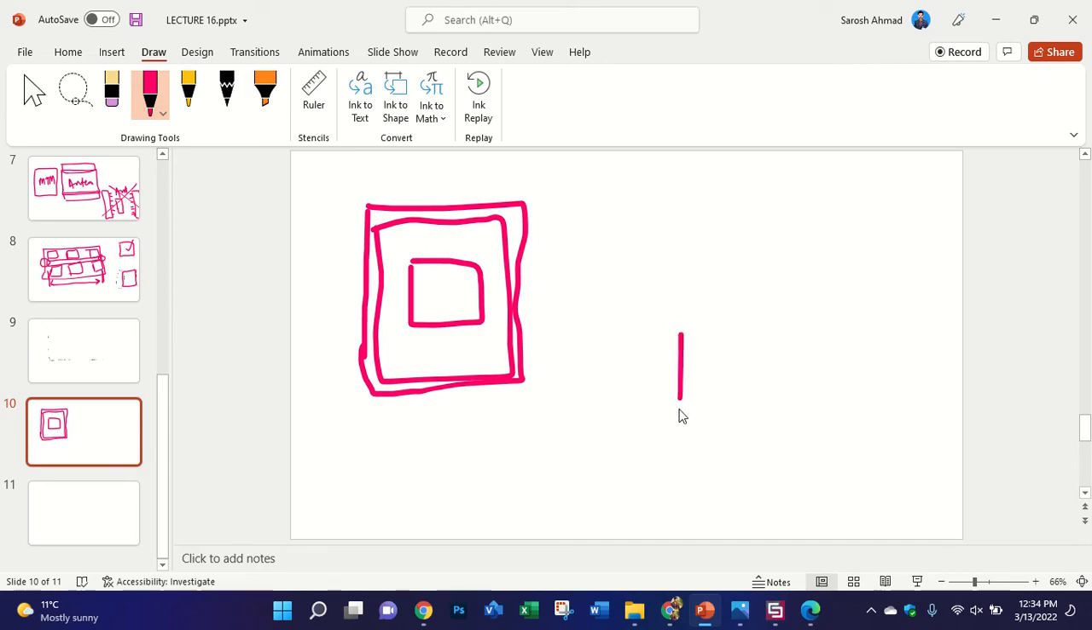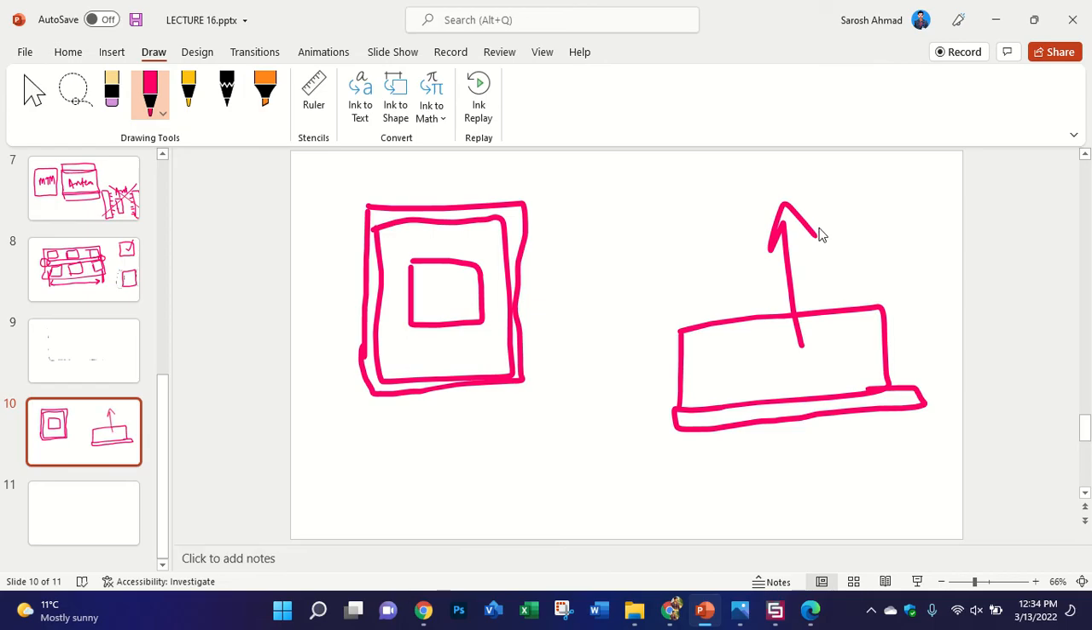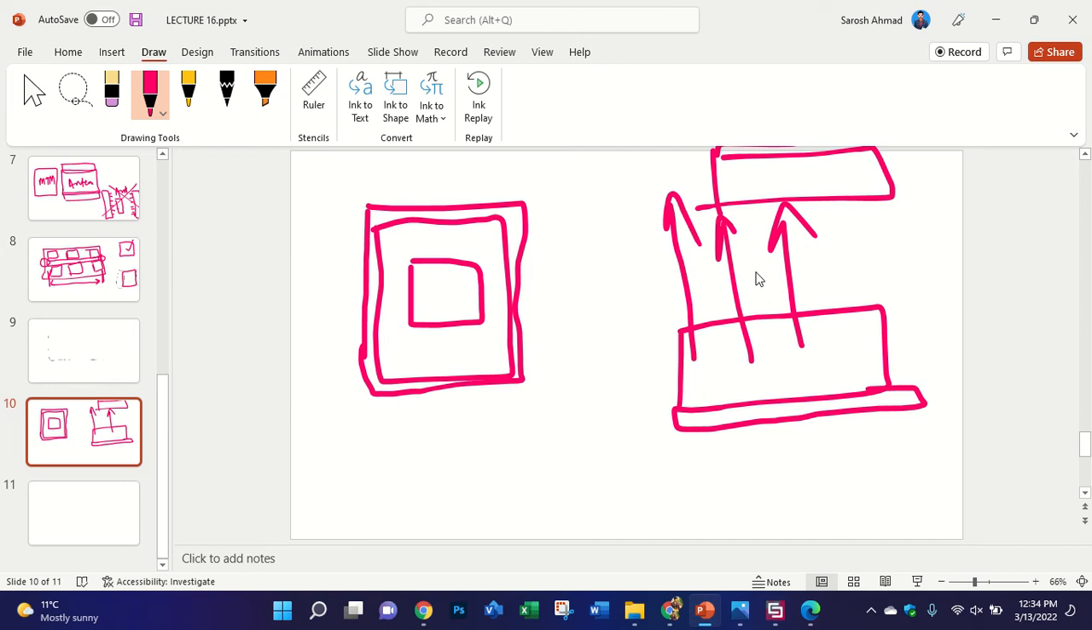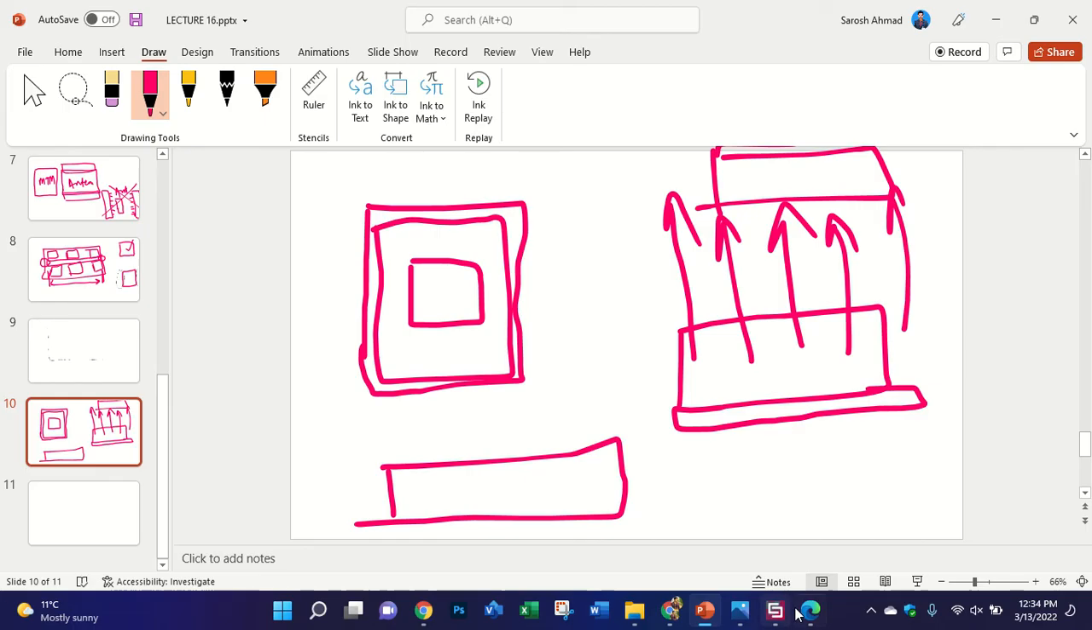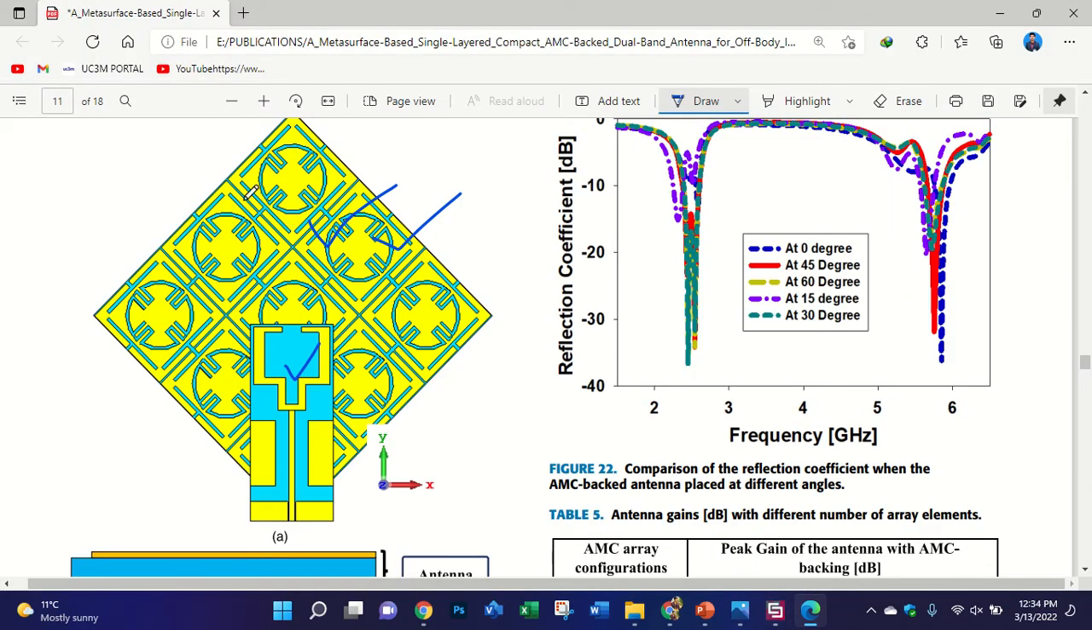If you have a unit cell like this one and a full ground plane on its back, it will help you to increase the gain, because in front of it you have the antenna, and all the E field will be in this direction. In most of the cases we have a big size of the metamaterial like this one, okay.